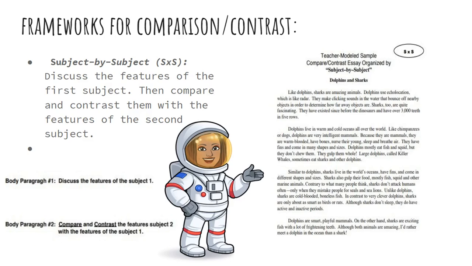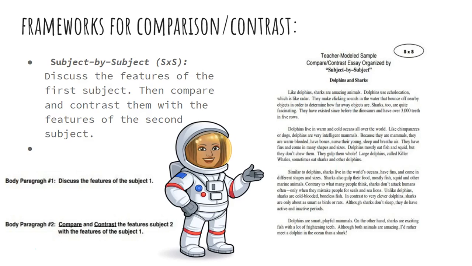So it is different from the previous framework. This is subject by subject. So you're going to introduce the first subject, and then in the second body paragraph is where you're going to compare and contrast the features that you mentioned in the first body paragraph with your second subject.